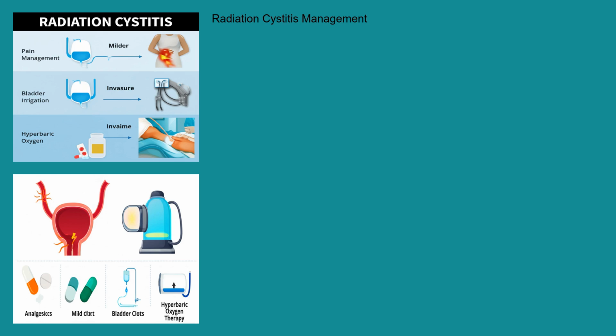Management of radiation cystitis depends on the severity of the symptoms and whether it's acute or chronic. Treatment options range from conservative measures to more invasive procedures. Conservative approaches include pain management with analgesics, bladder irrigations to remove blood clots, and medications to reduce bladder spasms. For hematuria, medications like aminocaproic acid can help control bleeding.